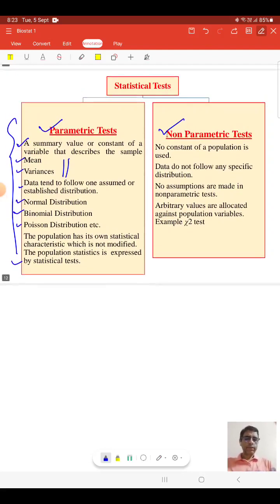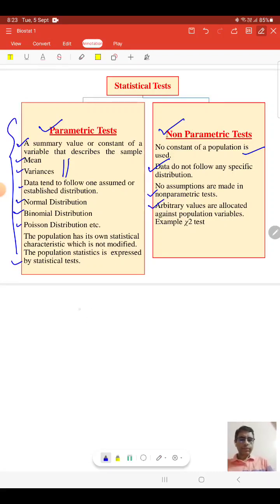And coming to non-parametric test, the constant of the population will be used, but we are going to impose certain measures onto the population, like data do not follow any specific distribution. No assumptions are made in non-parametric test. Here we shall not make any assumptions based on the population. Arbitrary values are allocated against population. Say we have understood what is parameter of a population. Now what is non-parametric test?